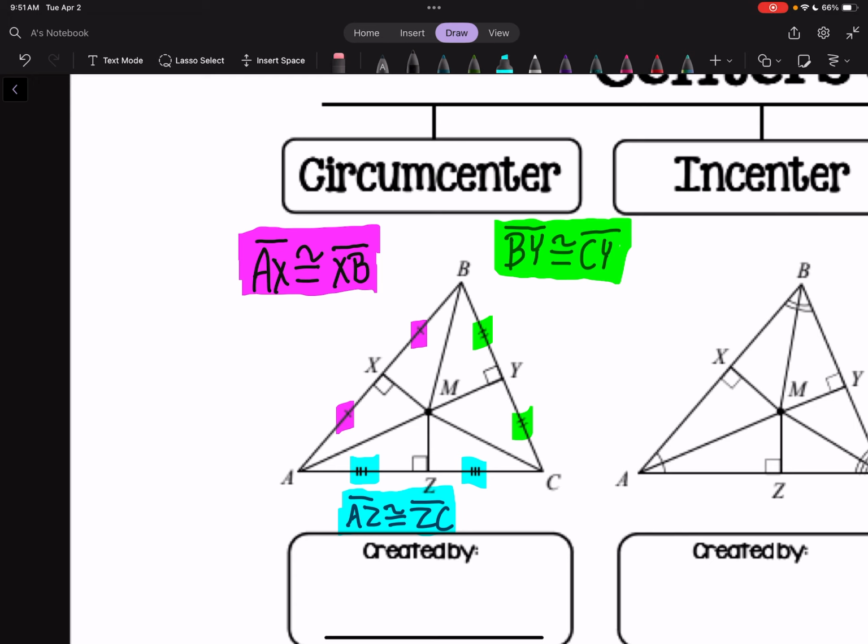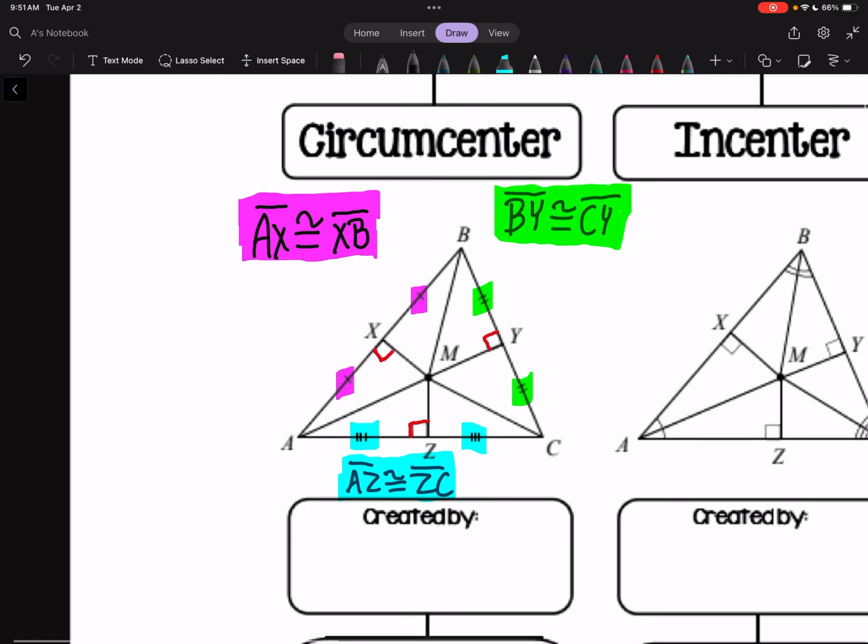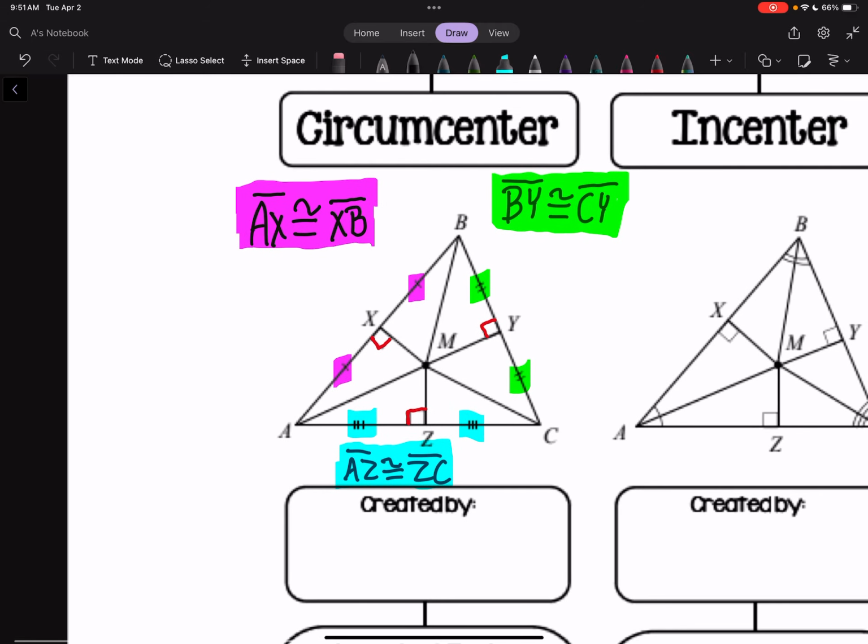I also want you to notice that these lines are perpendicular to the sides of the triangle. So what makes a circumcenter is perpendicular bisectors, meaning cut in half.